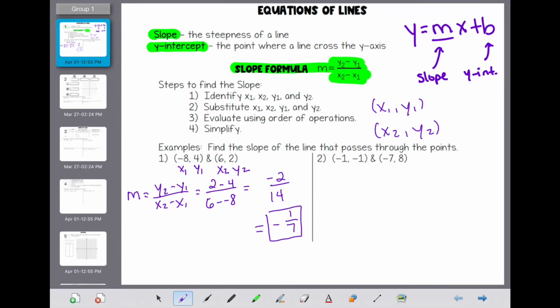Example 2, we are practicing the same thing. If you want to try this on your own, then feel free to stop the video before we actually show the work.